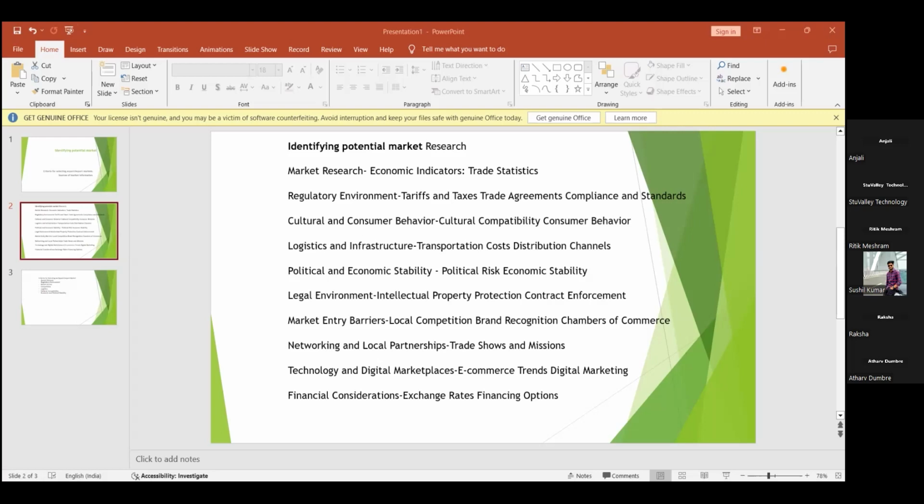Okay, next we will move on to logistics and infrastructure. Here, the transportation cost. For example, shipping from the company's location, from India to Europe, whether by sea or by air routes. That cost also has to be calculated. It comes under logistics and infrastructure.